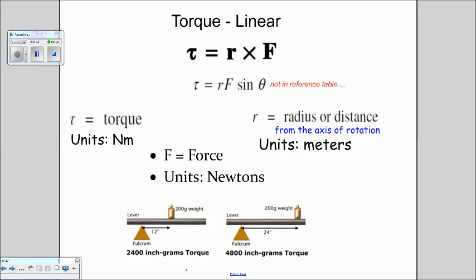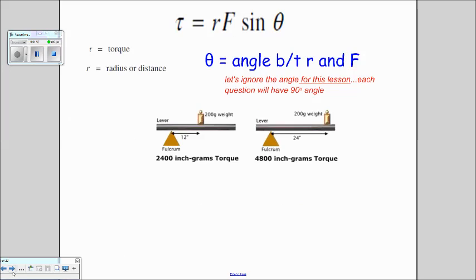If I look at R in the pictures at the bottom, this is my axis of rotation. The R for that mass would have been right there, while the R for this mass is right there. Now there's that sine theta. We're not really going to spend time on that. That angle is the angle between R and F, but we're going to ignore it for this lesson. We'll come back to it later. So right now, you can think about your torque equation as being just RF, because sine theta will be 1.